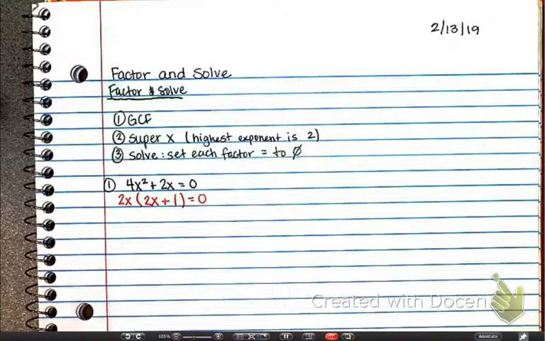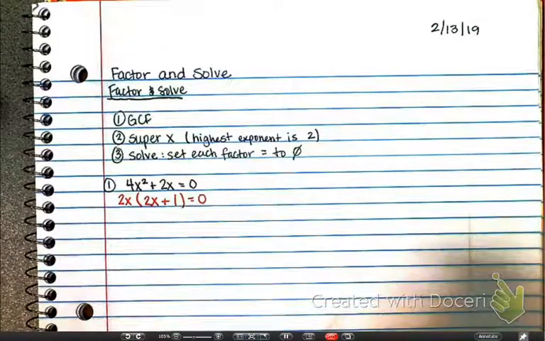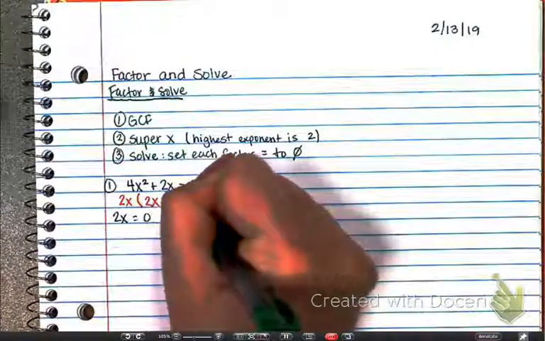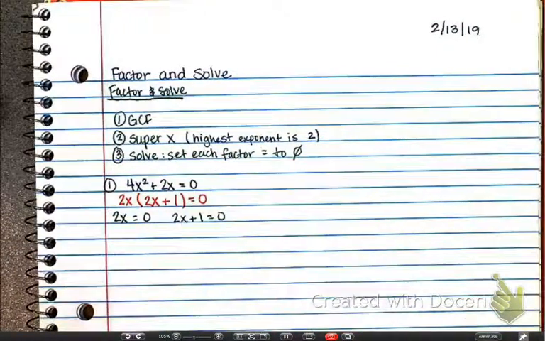Can I use the Super X? No. Why not? The highest exponent is a 1. Okay, we're done factoring. We don't have to do anything else to this problem except solve it. And what do we do to solve? We're not distributing. You're not multiplying anything. Set each factor equal to 0. Okay, so you factor and then solve.